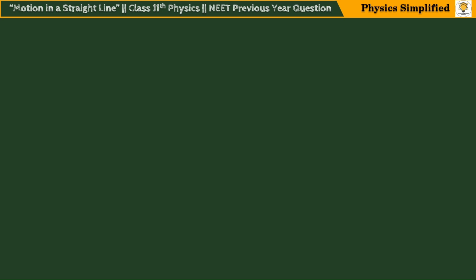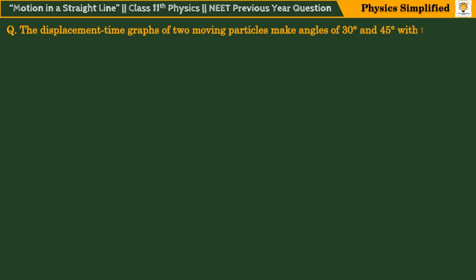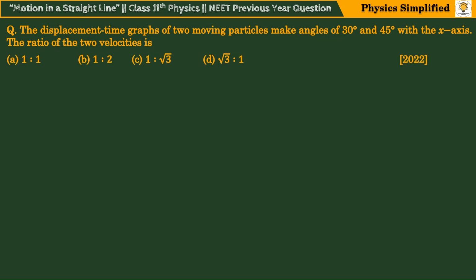The problem is, the displacement versus time graphs of two moving particles make angles of 30 degrees and 45 degrees with the x-axis. The ratio of the two velocities is option A 1 to 1, option B 1 to 2, option C 1 to root 3, and option D root 3 to 1. Let us solve this problem.